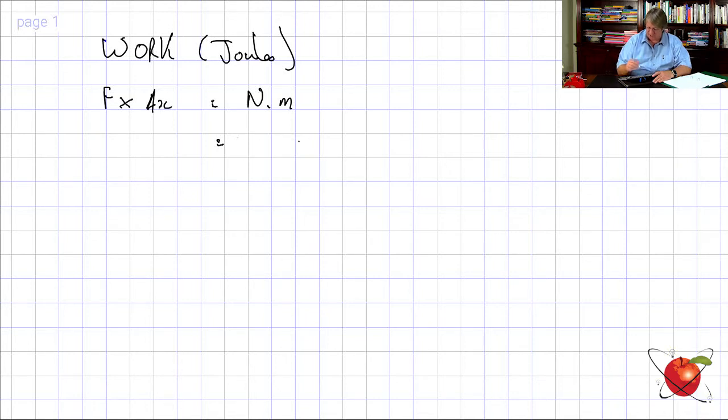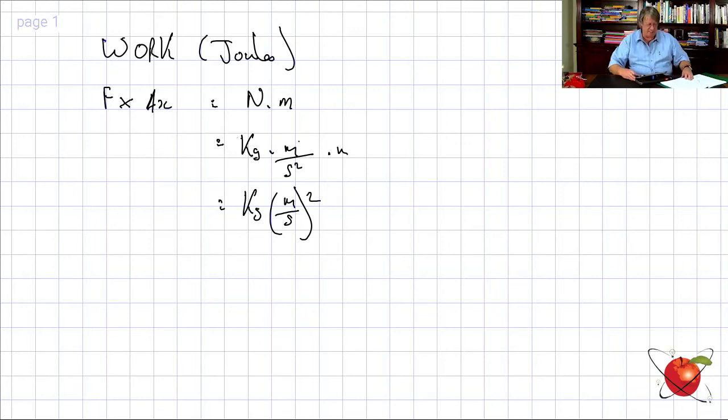Now I'm going to change this and say, right, the Newton is measured in what? The Newton is measured in kilograms, mass, times meters per second squared, which times meters is equal to kilograms, meters per second, all squared, correct? That's basically what we've got for work done.